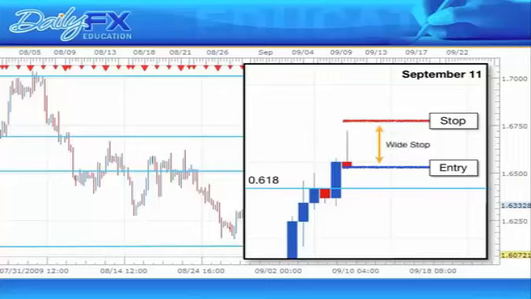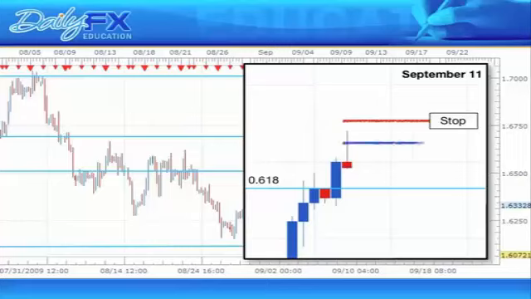A more conservative trader is going to notice the long wick to the upside and anticipate a retracement of the wick. Therefore, a conservative trader may place an entry 1/2 to 2/3 up the distance of the upper wick and place their stop approximately 25 pips above the high of the shooting star.